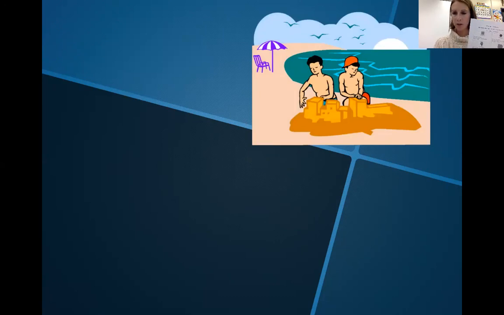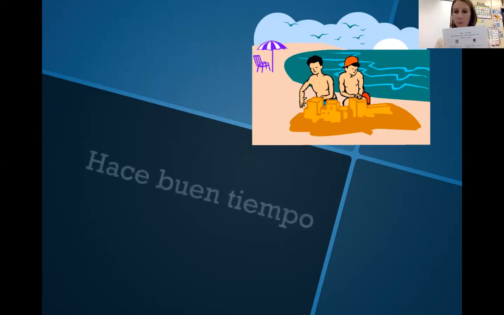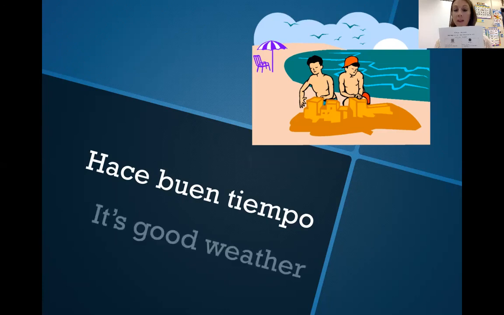But this one es el opuesto. Repitan, opuesto. The opposite. So our last one was hace mal tiempo. What do you think this one's going to be? Hace buen tiempo. Excelente. Repitan, hace buen tiempo. It's good weather. Again, add your apostrophe in between that T and S. And this one is in the column, or in the box across from el invierno, where we were. This is in el verano.